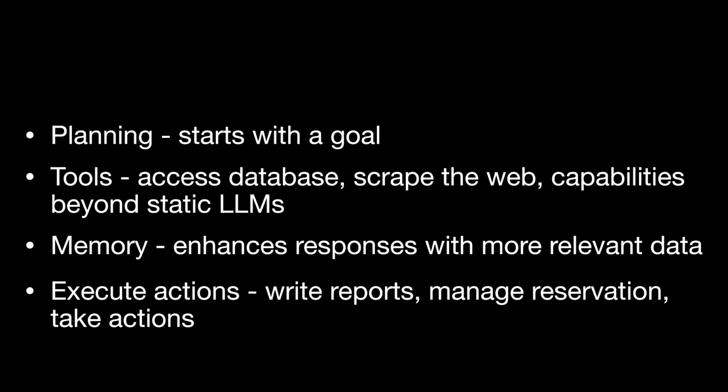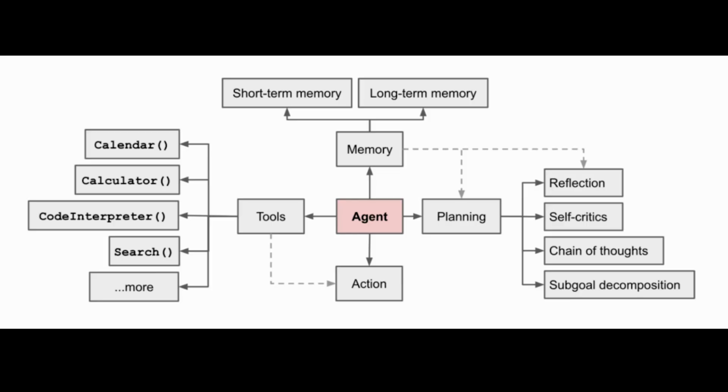And finally, an agent is able to execute actions, as in when it knows what task needs to be done for the specific goal and has figured out what tools can be used, it can take actions autonomously, for example, writing a report or booking a reservation, in order to perform that task. And this is what sets it apart. Here's a great diagram of what an agent can do.